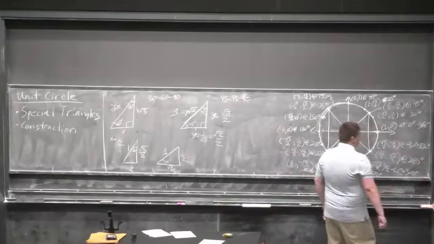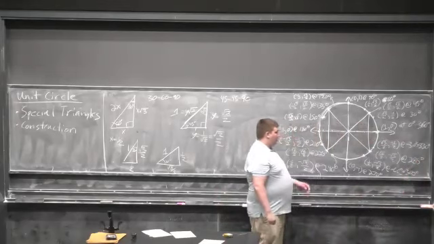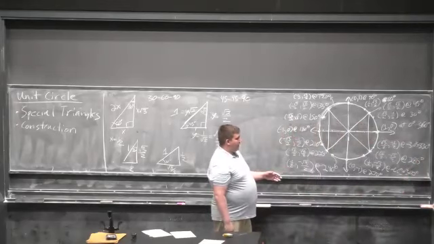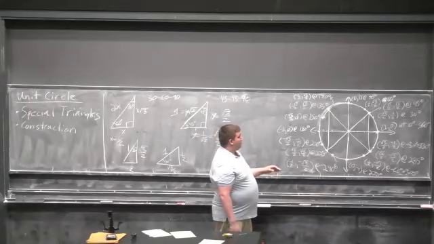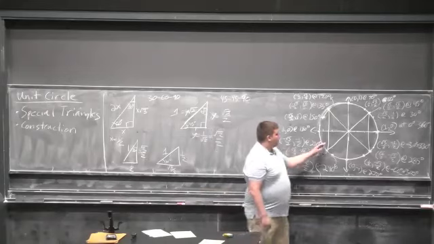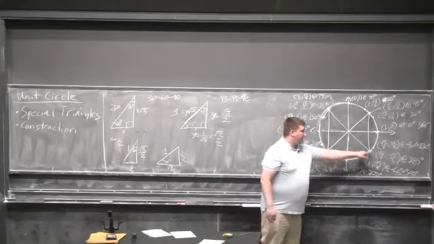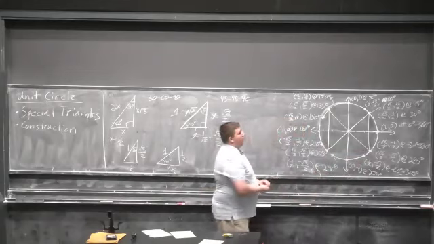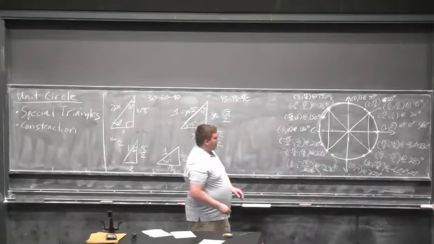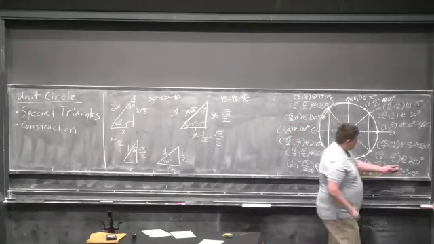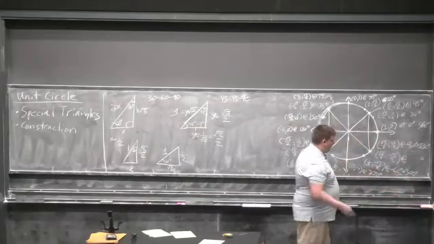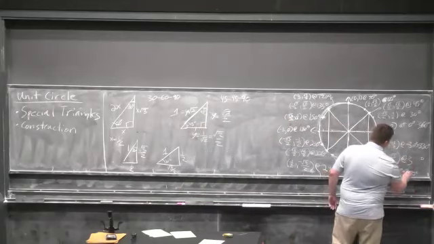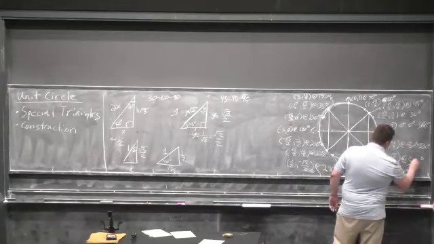And this is at 285 degrees, or we can think of this as 6 pi over 4, 7 pi over 4. I think I messed this up. 360 minus 45, that is 315.